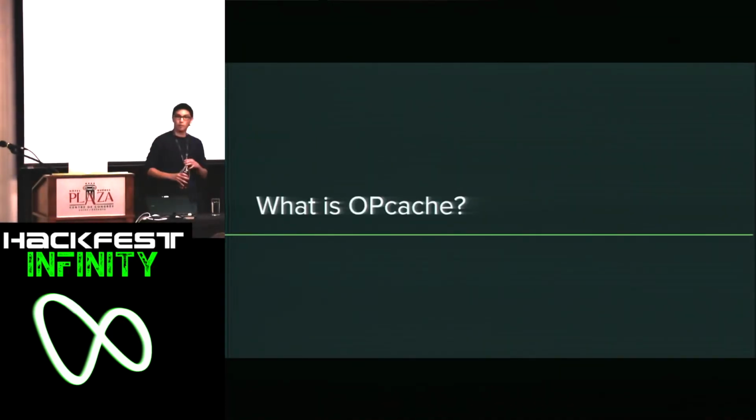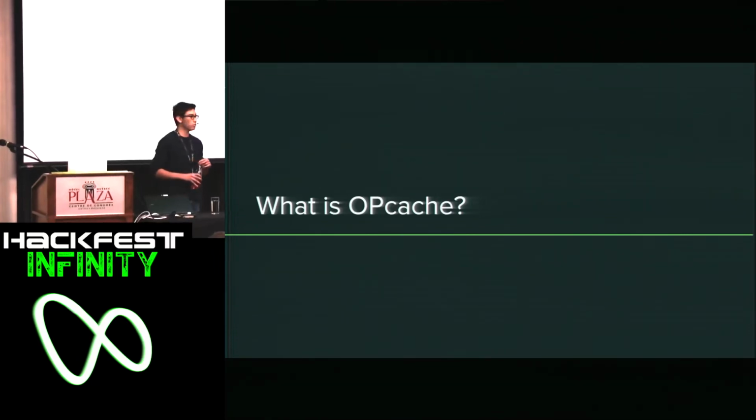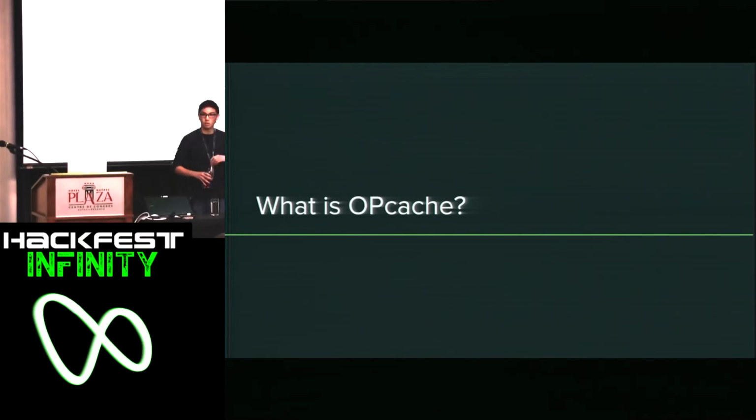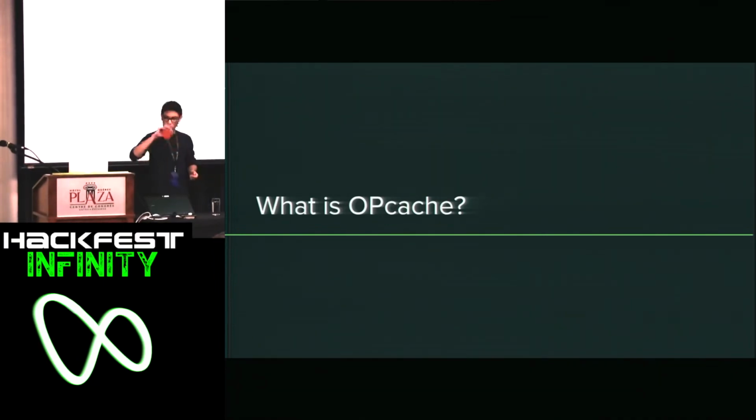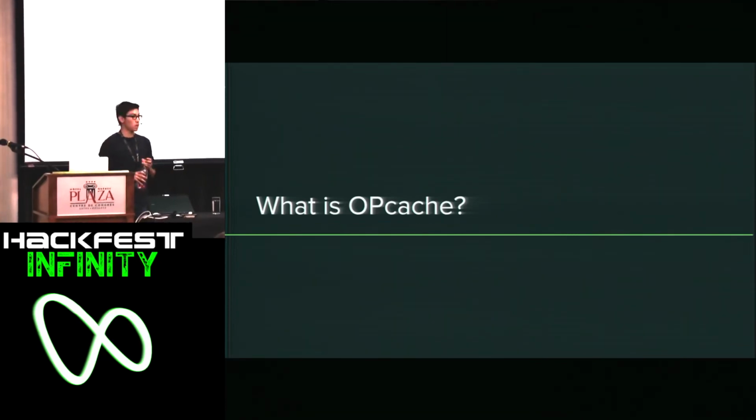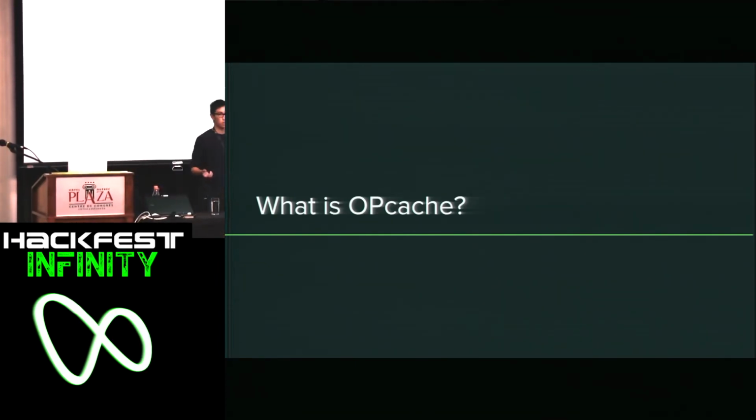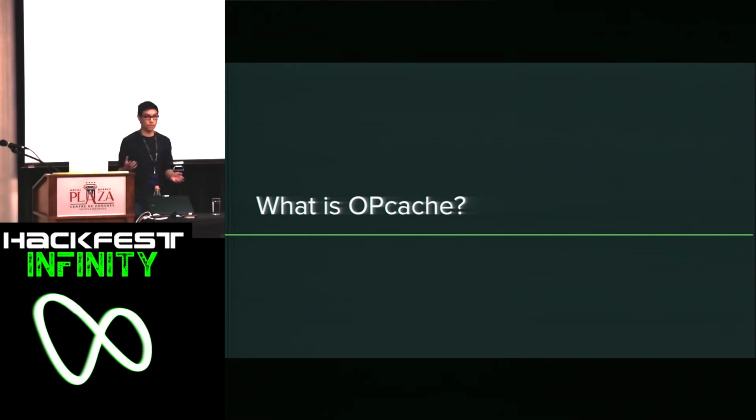So what is OPcache? Has anyone here ever used or heard of OPcache before? Show of hands. OK, so a couple of people. Great. Well, for those of you who don't know what OPcache is, OPcache is a new caching engine that comes with PHP 7. The goal of the caching engine is to speed up the execution of your PHP scripts by up to 10 times what you normally get without it. And it does this by skipping some steps in the compilation process of a PHP script.